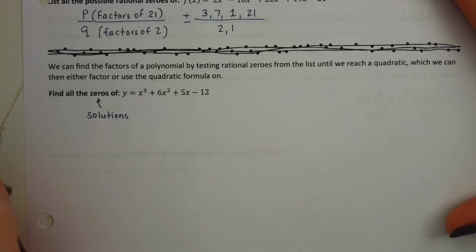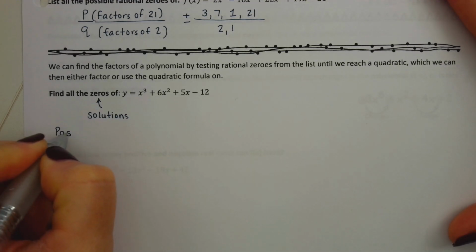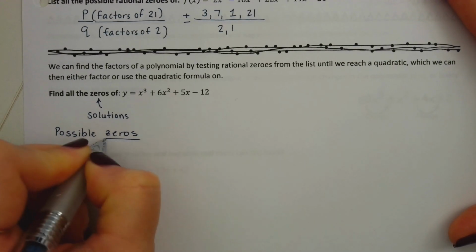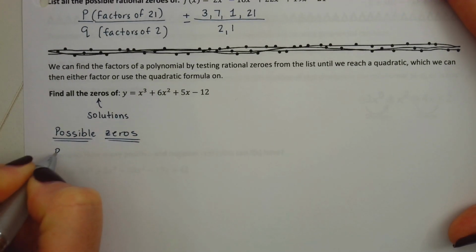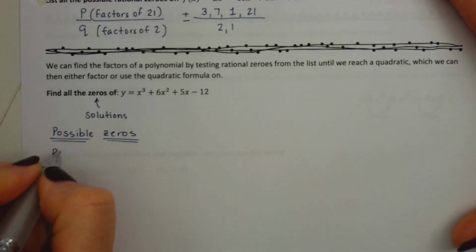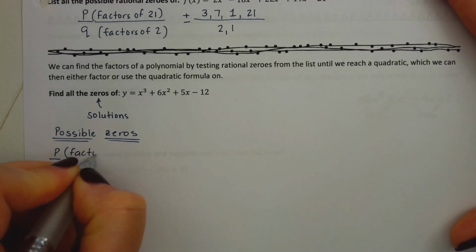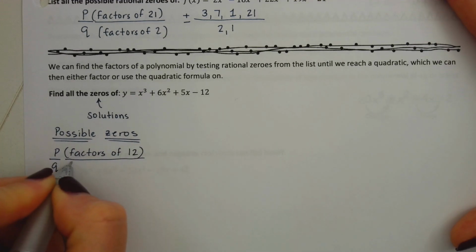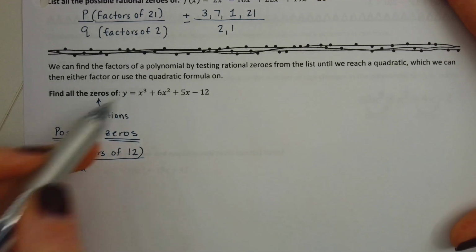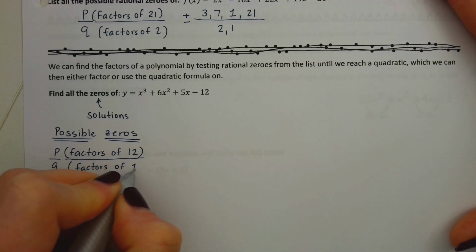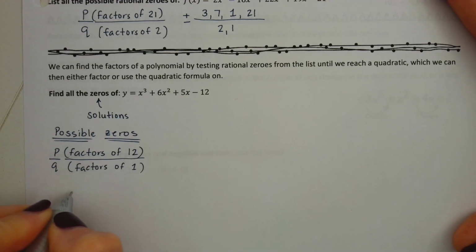So I'm going to make a list of just the ones that are possible zeros. And remember, we do that by doing our P over Q, where P stands for factors of the -12 or factors of just 12. Factors of 12. And Q stands for factors of the leading coefficient, which would be 1. Factors of 1. And it's always going to be positives and negatives of this.